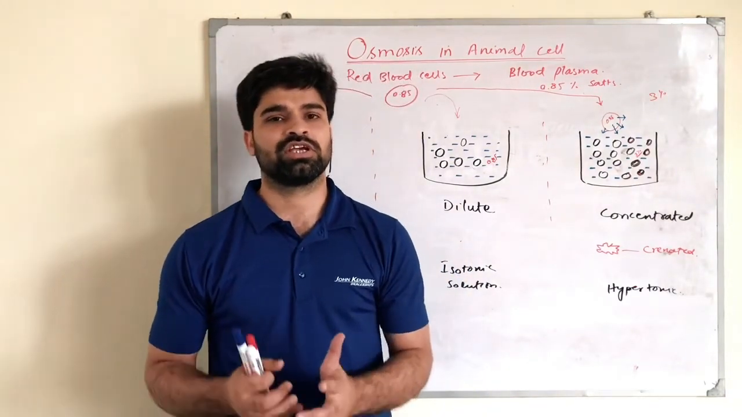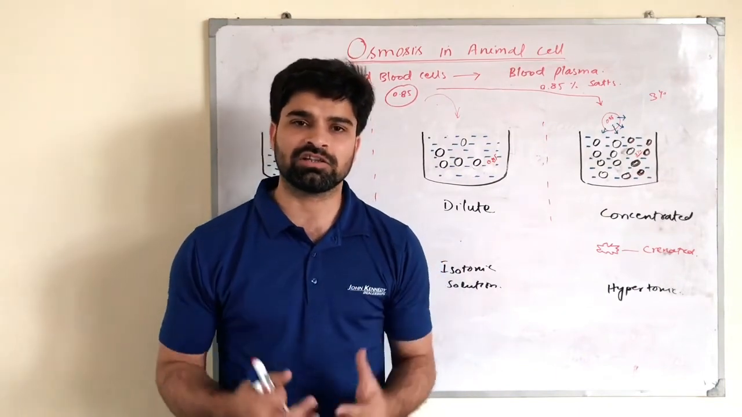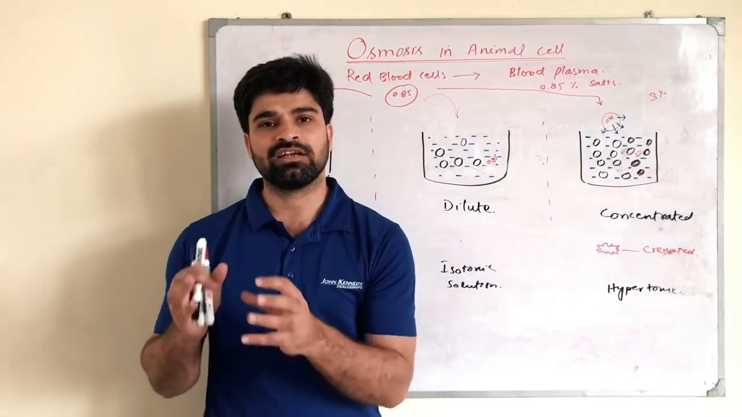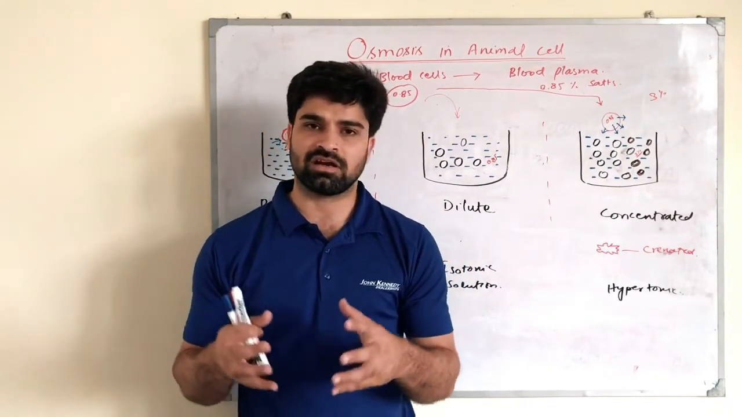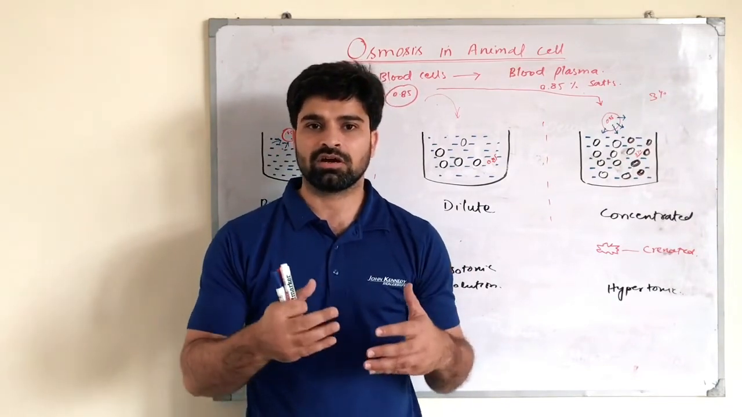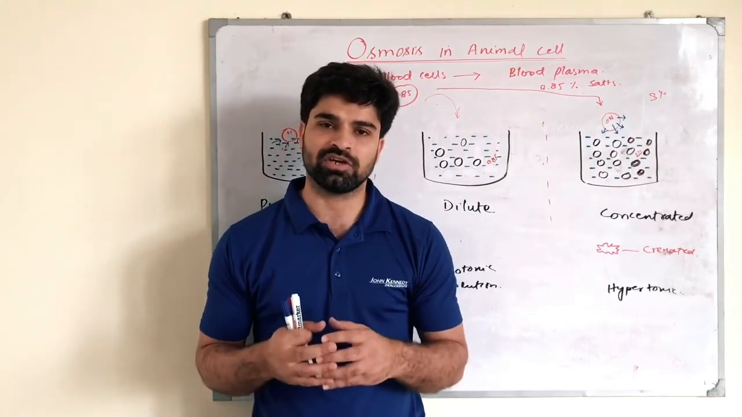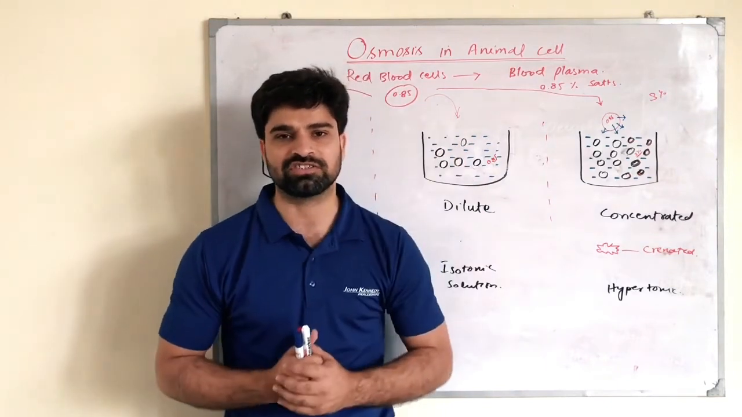Dear students, in the animal body or human body, all the tissues and cells are surrounded by tissue fluid, and that tissue fluid is mostly isotonic to the cells around which it is present. I hope you have understood the concept and the idea about osmosis in the cells.